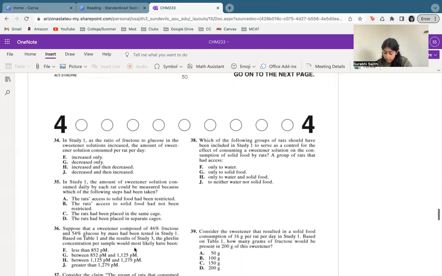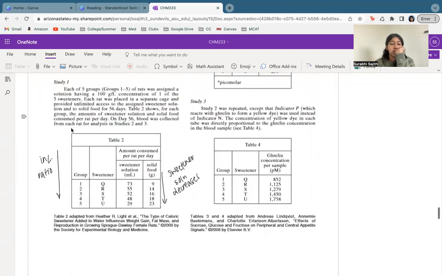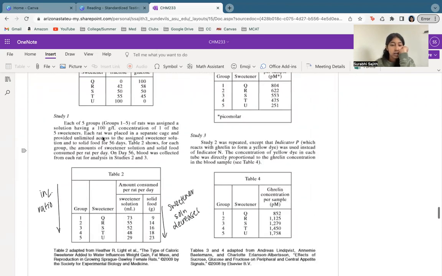Question 35 could be measured because which of the following steps have been taken? So this is asking us to see if we understand how the experiment was built. So let's go ahead and read through study 1. It tells us that they were assigned the same concentration in one of 5 sweeteners. They were placed in separate cages and provided unlimited access to the assigned sweetener solution and to solid food for 56 days.